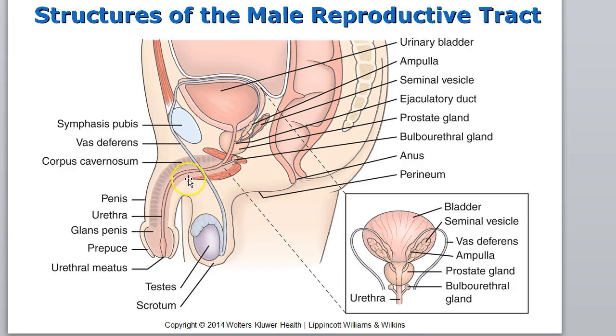As you can see, urine and semen pass and exit through the same place, of course, the penis, but you need to know that these two processes do not happen simultaneously. So, for example, when you urinate, the ejaculatory ducts will close, and vice versa. When you ejaculate, the urinary bladder sphincter will close.